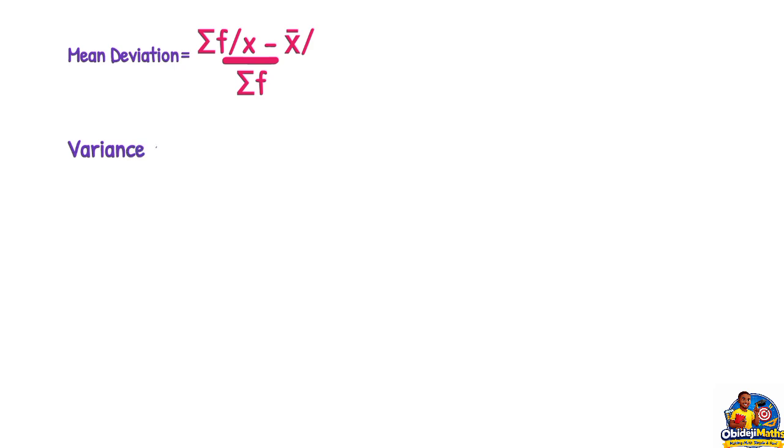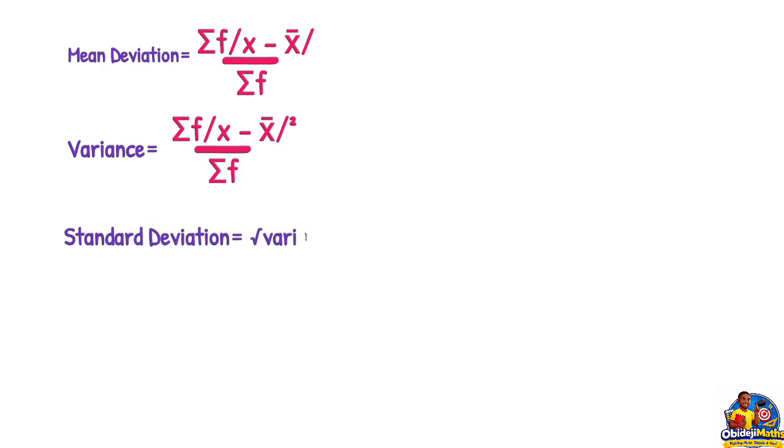Now, variance is summation f (x minus mean) squared over summation f. Look at the difference: the difference between mean deviation and variance is the square. There is a square in variance, and there is no square in mean deviation. The only difference between the two of them is that square. Standard deviation, as we know, is just the square root of variance.